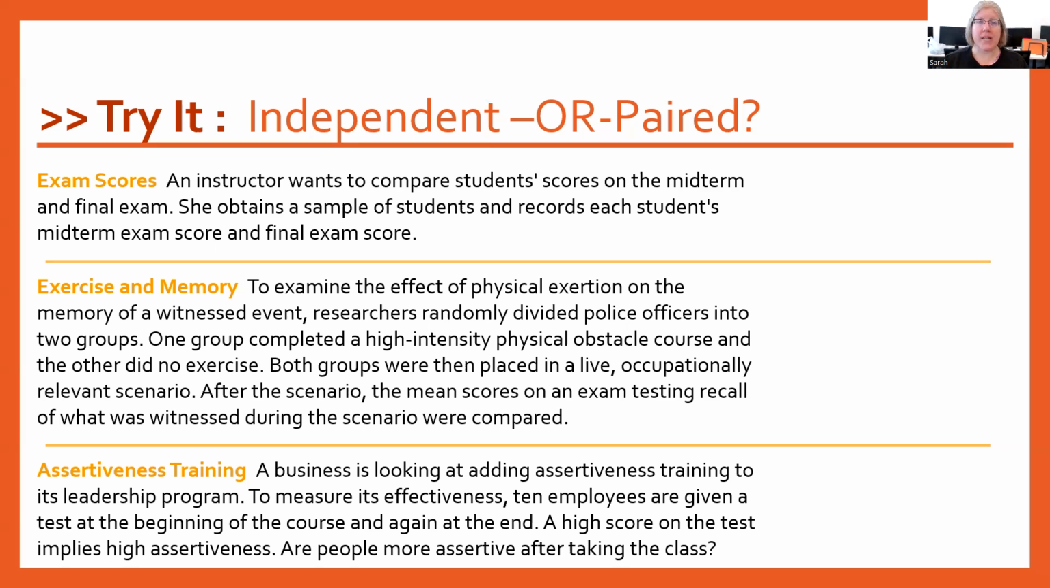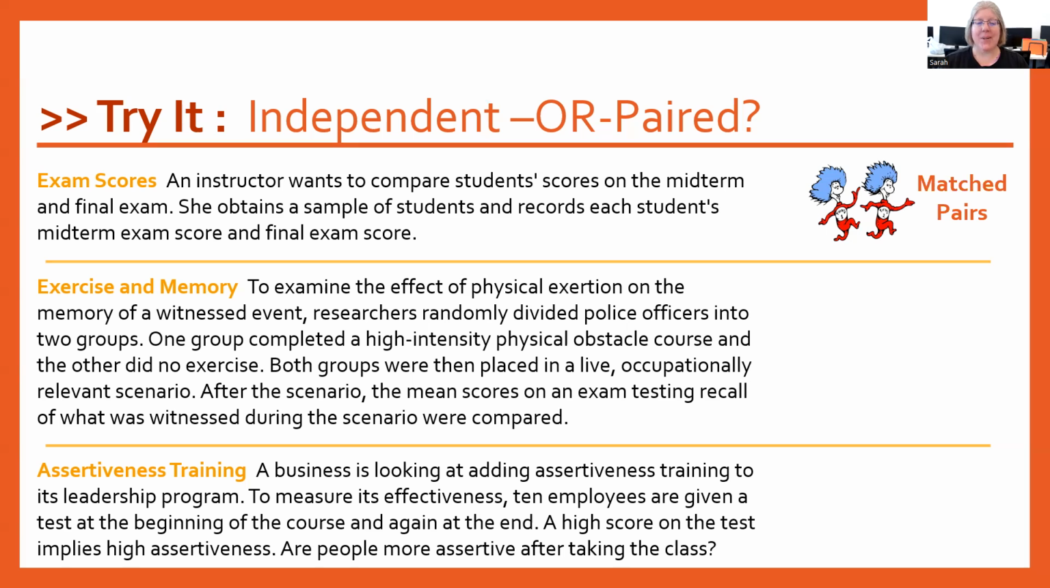All right, so the first one is on exam scores. An instructor wants to compare student scores on the midterm and final exam. She obtains a sample of students and records each student's midterm exam score and final exam score. This is going to be matched pairs. For each person, we have two pieces of data, a midterm and a final score.